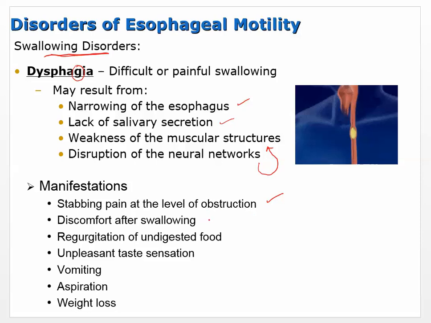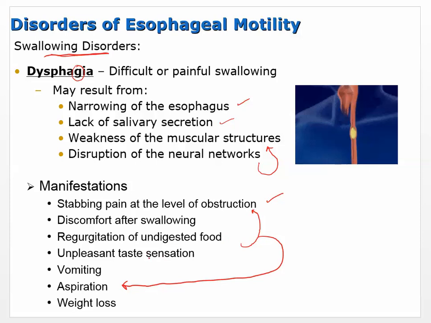So discomfort after swallowing, regurgitation of undigested food. Regurgitation means that it's going to move back up. If you can't get it to go down, it may move back up. And then another problem associated with the regurgitation is aspiration. It may move back up into the throat and then decide to give the trachea a try and move down into the lungs, which is what aspiration is. Not that that's a good solution, but that can happen a lot of times.